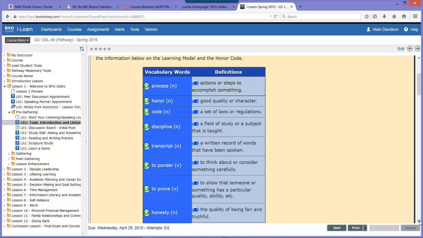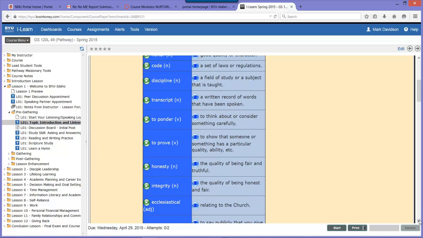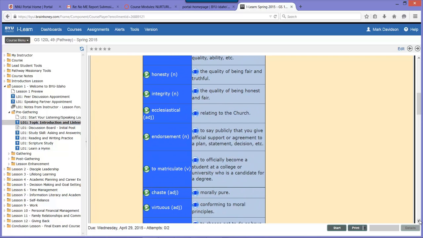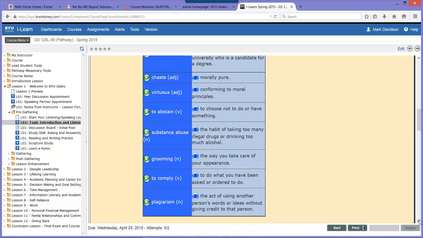Now, as part of your language learning process, there are some vocabulary words and a definition next to them. These are vocabulary words that are taken from the honor code and or the BYU Idaho learning model. So again, something very, very helpful for your learning for this week, and something that will stick with you hopefully for a long time.